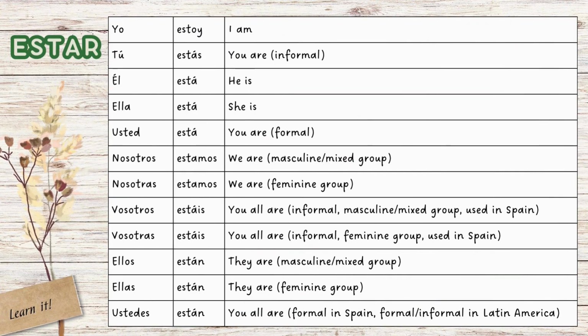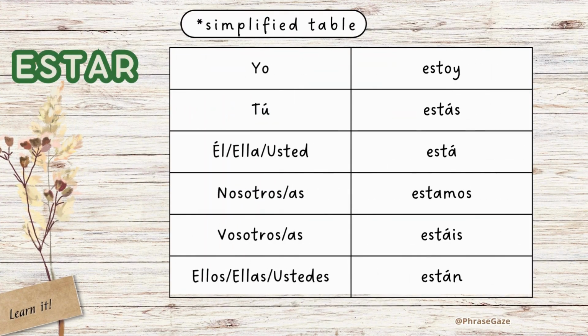Next, let's read the full estar conjugation table. Yo estoy. Tú estás. Él está. Ella está. Usted está. Nosotros estamos. Nosotras estamos. Vosotros estáis. Vosotras estáis. Ellos están. Ellas están. Ustedes están. And here's a simplified table for estar.